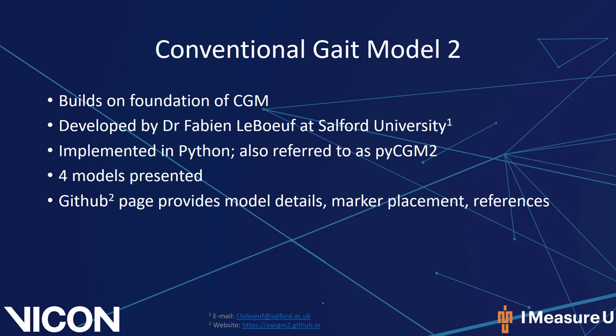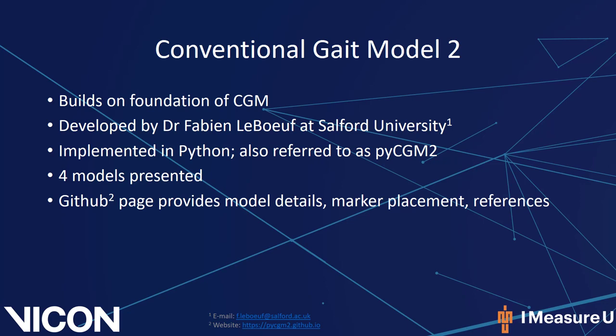Conventional Gait Model 2, or CGM2, is a series of biomechanical models which builds upon the work of the conventional gait model. CGM2 was developed by Dr. Fabien Leboeuf at Salford University in the UK with partial funding from Vicon. The model is implemented using Python and thus is also referred to as PyCGM2.